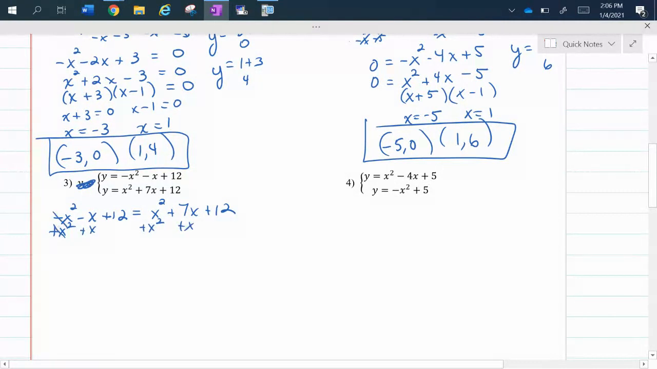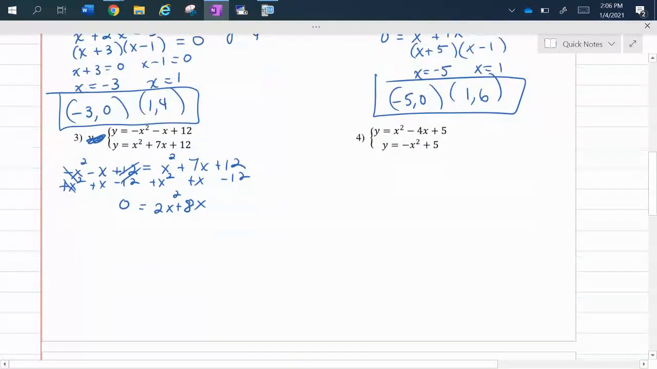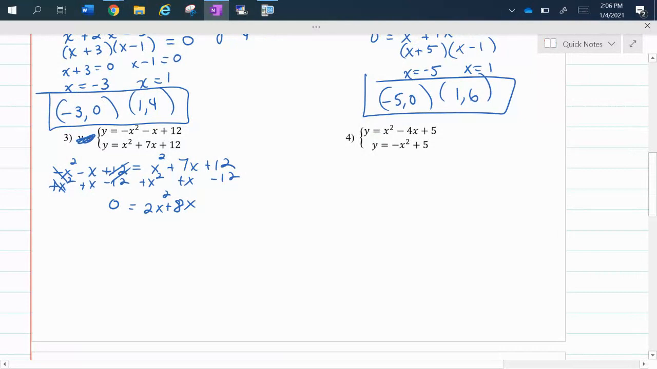So add x squared to both sides, so I get 2x squared. I'm going to add x to both sides, so I get plus 8x. And I'm going to subtract 12 from both sides, so I get 0 there. All right, so then I'm going to try and solve this quadratic equation. Remember, the best way to solve a quadratic equation is to factor. And then your last option would be to use the quadratic formula if you need to.